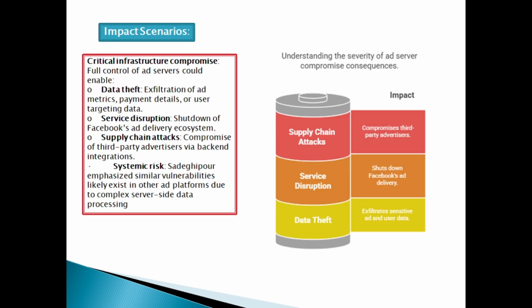Impact scenarios. Critical infrastructure compromise: full control of ad servers could enable data theft, exfiltration of ad metrics, payment details or user targeting data; service disruption, shutdown of Facebook's ad delivery ecosystem; supply chain attacks, compromise of third-party advertisers via back-end integrations.